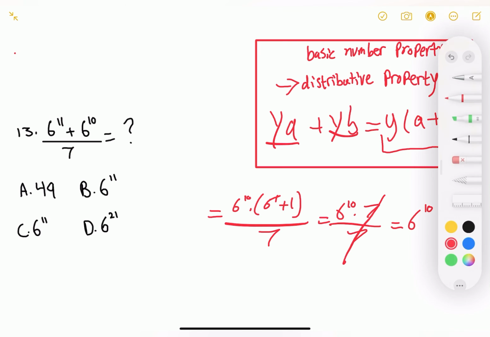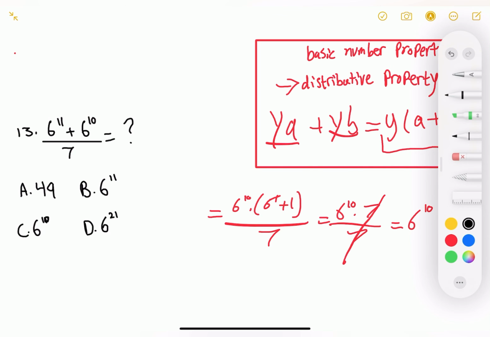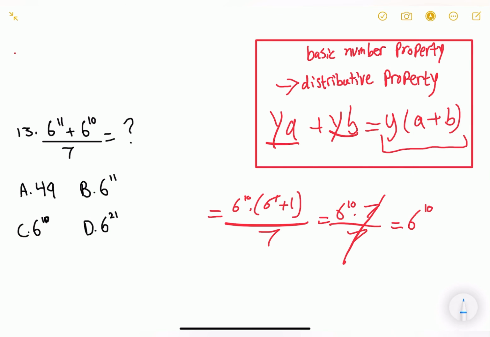Oh my god, I made another mistake, guys. I meant to say one of them is 6 to the power of 10. And our answer is C. I don't know why I made so many mistakes in this one, but I knew I meant to put 6 to the power of 10 because I put 6 to the power of 11 twice.